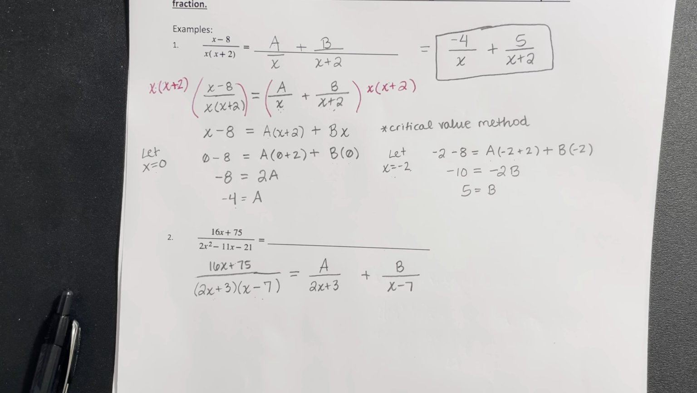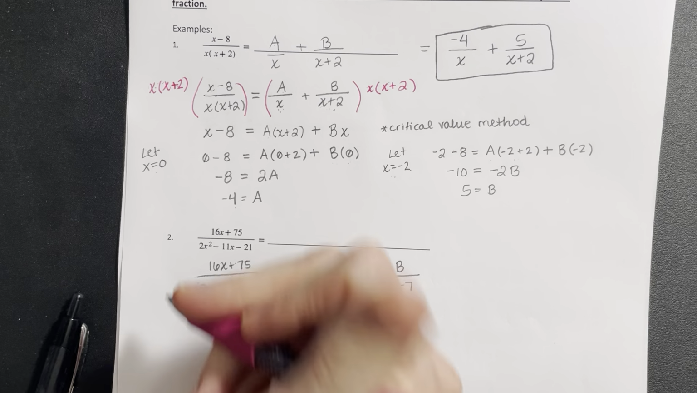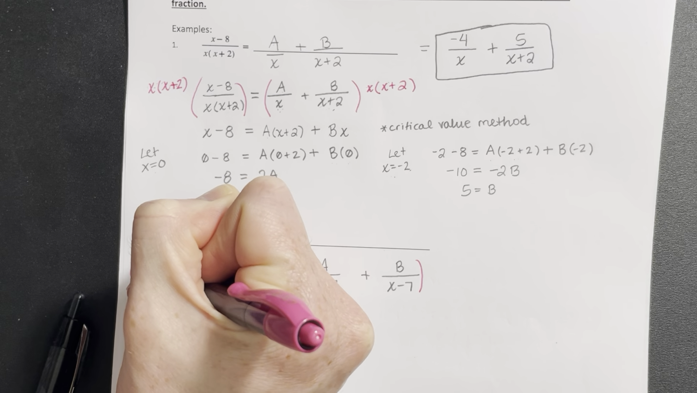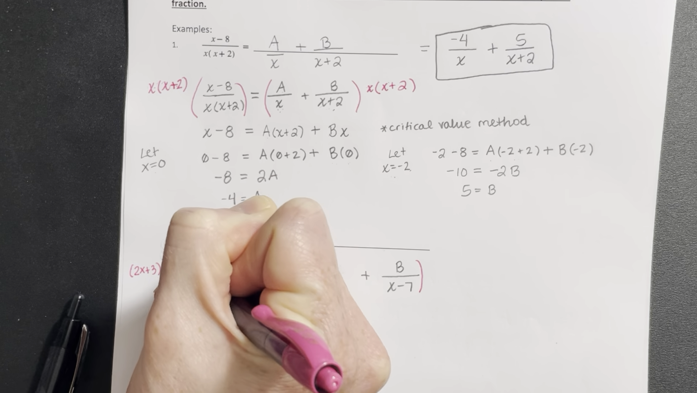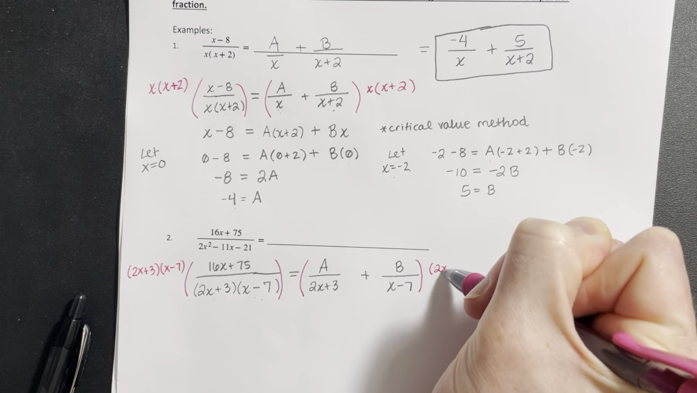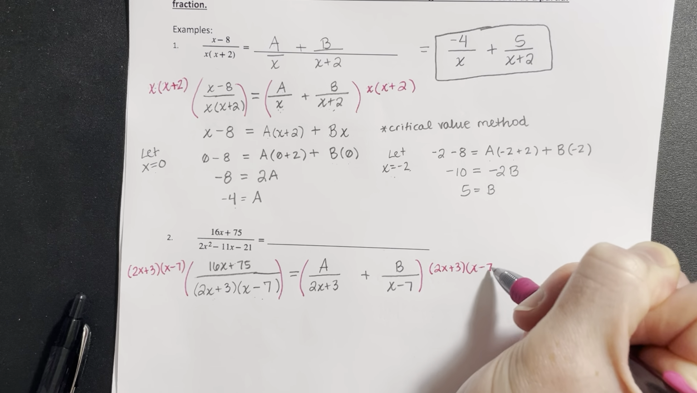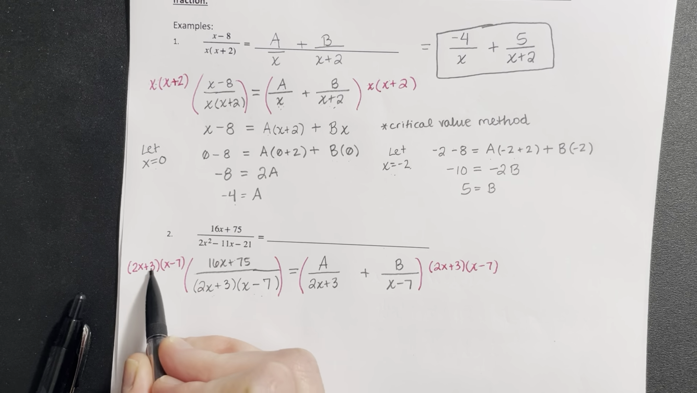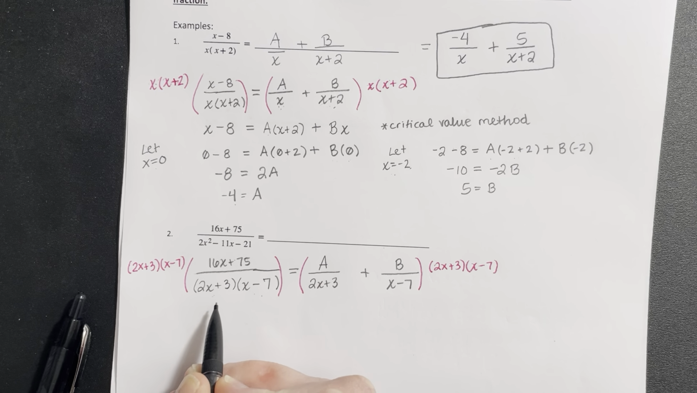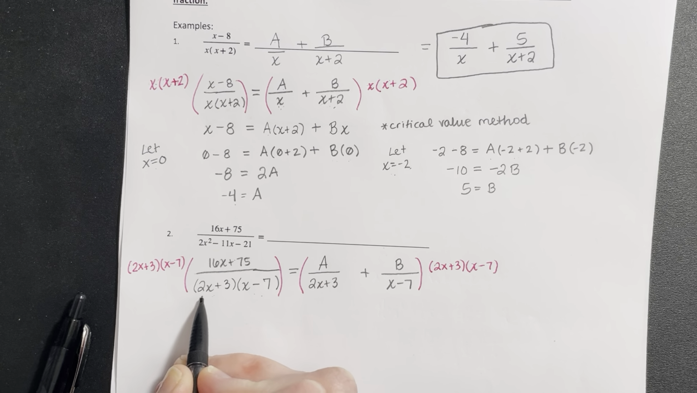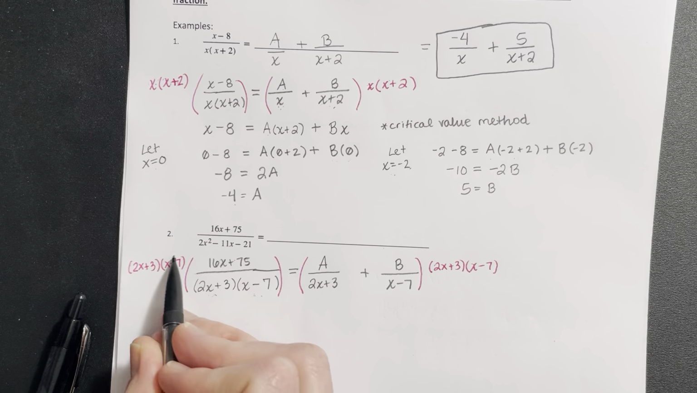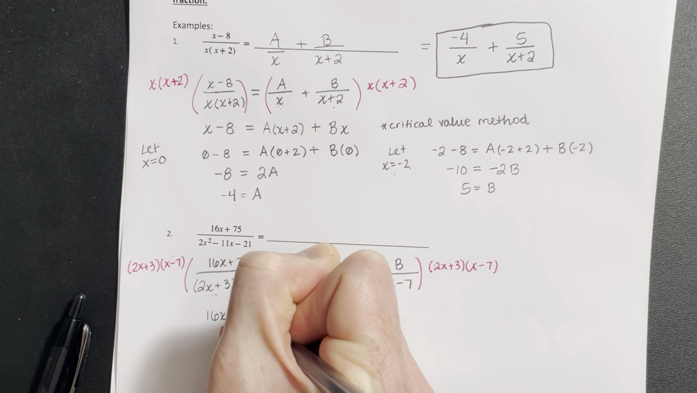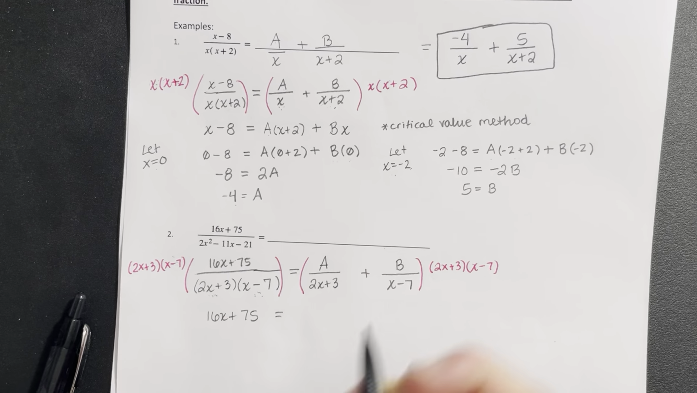We need to solve this equation for a and for b, and we do that by multiplying by that common denominator to eliminate all of the fractions. So 2x plus 3 times x minus 7. When we multiply 2x plus 3 times x minus 7 times the left side, which is 16x plus 75 over 2x plus 3 times x minus 7, we're going to see those denominators disappear because they have common factors. So I'm left with 16x plus 75.